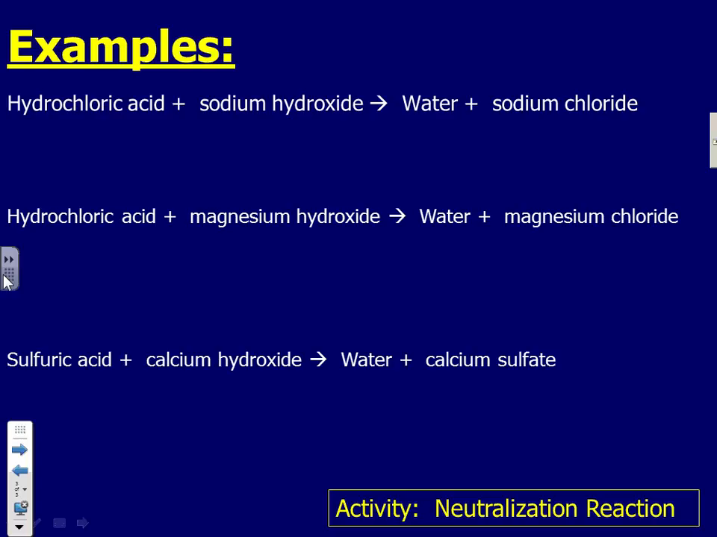If we use sulfuric acid, the H's on the sulfuric acid get together with the hydroxide on the base to make the water, and then the calcium goes with what we know as the sulfate, and you end up with something called calcium sulfate. And we don't ingest calcium sulfate, but it's still considered a salt. Okay? So in the end, we get water and some kind of a salt.